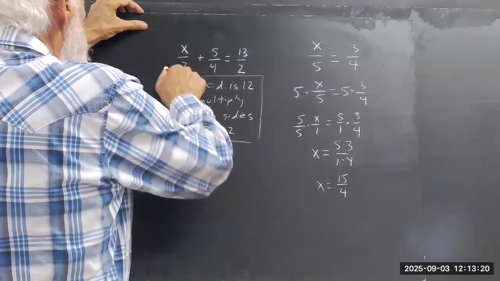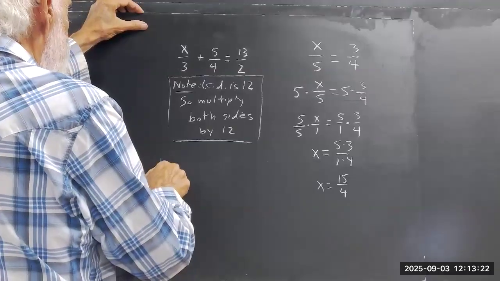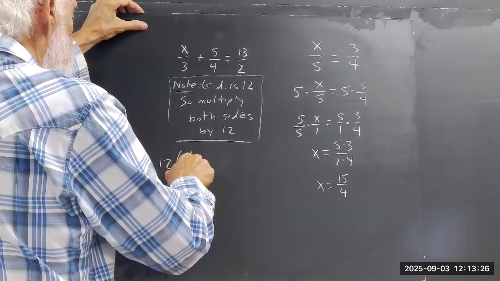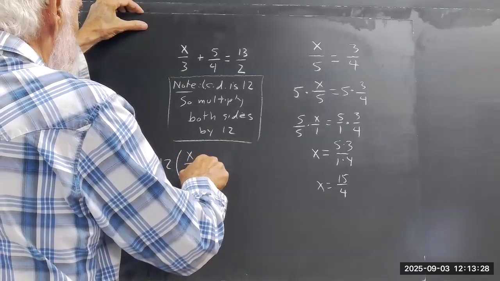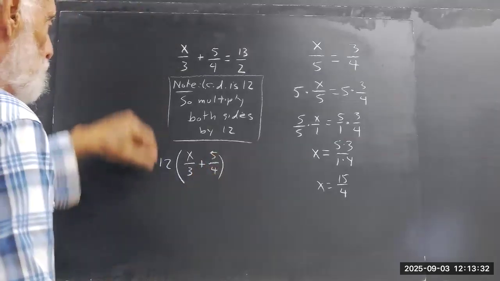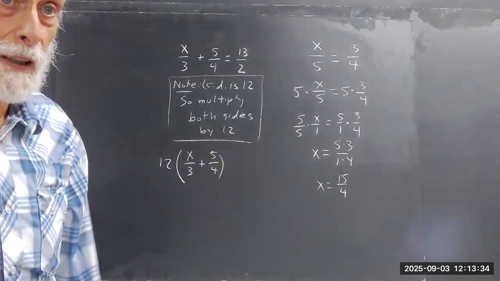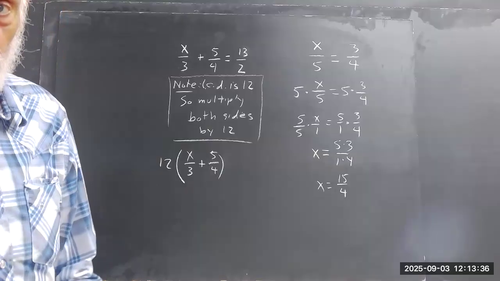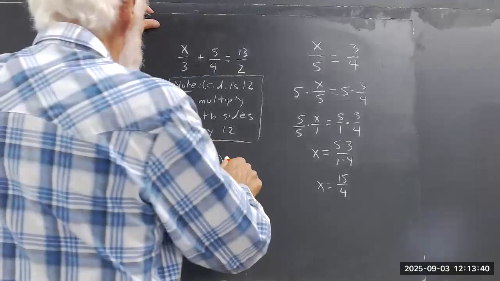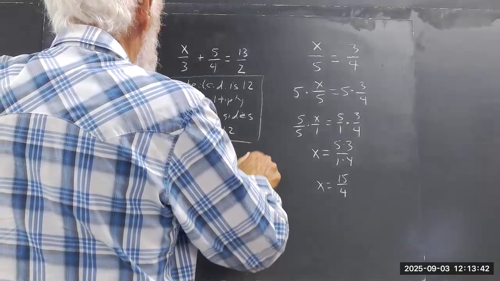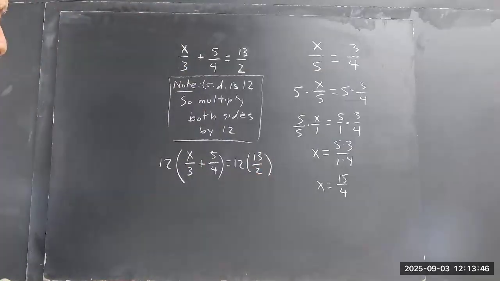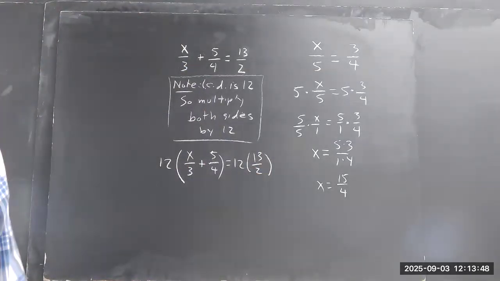So we multiply both sides by 12. Meaning we write then 12 times the quantity x over 3 plus 5/4. Now multiplying 12 by the whole left-hand side, not just by the 12 or the x over 3, right? The whole left-hand side. And then multiplying 12 by the right-hand side, we have this.